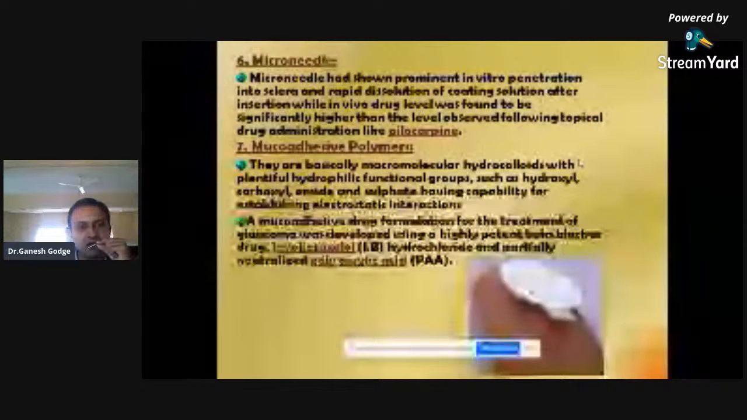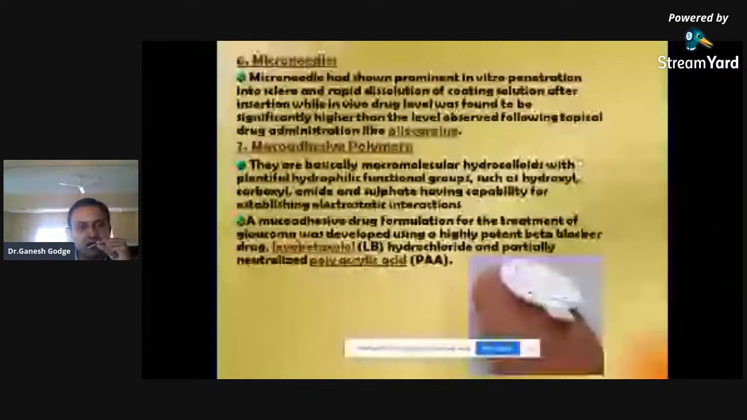In all the examples which we have discussed so far, implants, iontophoresis, dendrimers, microemulsions, nanosuspensions, microneedles, mucoadhesive polymers, the moral of the story is that whatever you do, either you play with the physical and chemical properties, or you increase corneal contact time or conjunctival contact time, due to which more the contact time, more is the residence, more is the bioavailability, more is the absorption. That is the concept of formulation and development of ocular drug delivery systems.